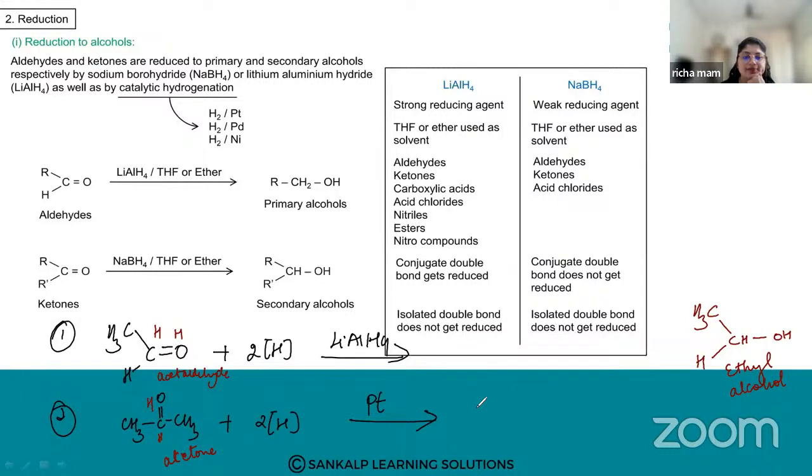Now here, CH3, CH, OH, CH3. What is the name, students? How many carbons are there? Three carbons. So it is propan-2-ol, or isopropyl alcohol. Isopropyl alcohol. Is it clear? Why is there no response? Is it clear?